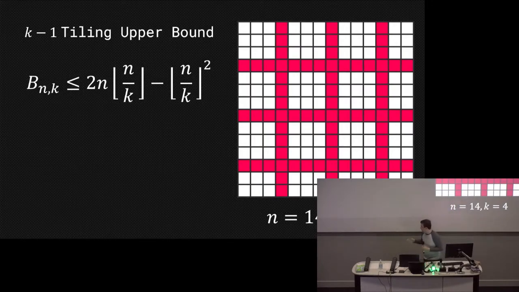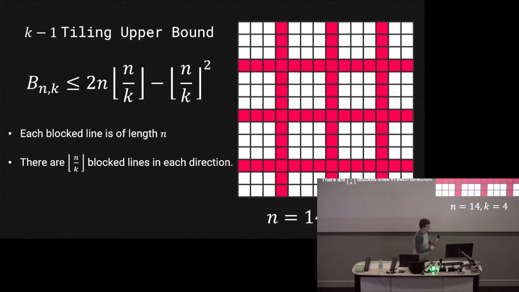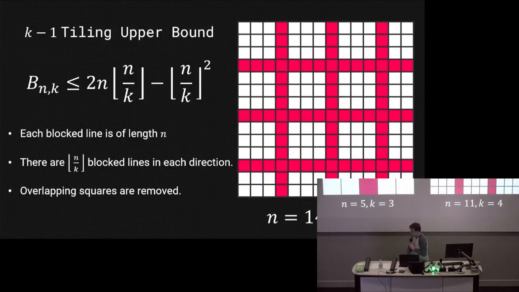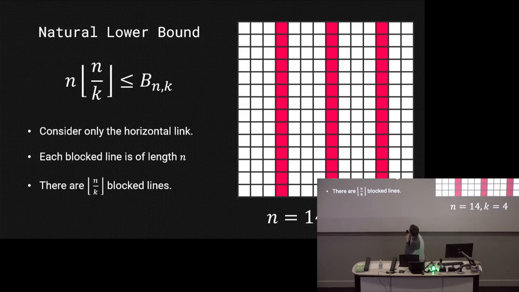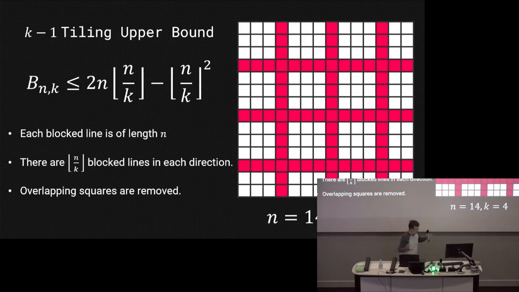We're just making k minus 1 by k minus 1 subgrids. So each block line is of length n. There are 4 of n over k block lines in each direction. And overlapping squares are removed. So what this actually means is if you look at the difference between the two here, it actually creates, I guess, what you'd call a 2 approximation. So it's going to be like only twice as much as this. So we've sort of managed to collapse any solution between these two bounds.